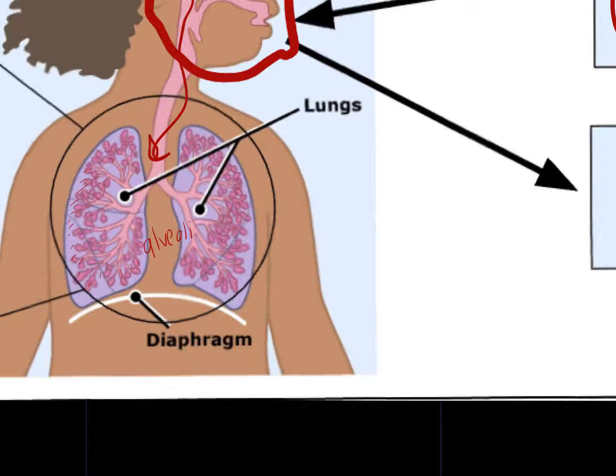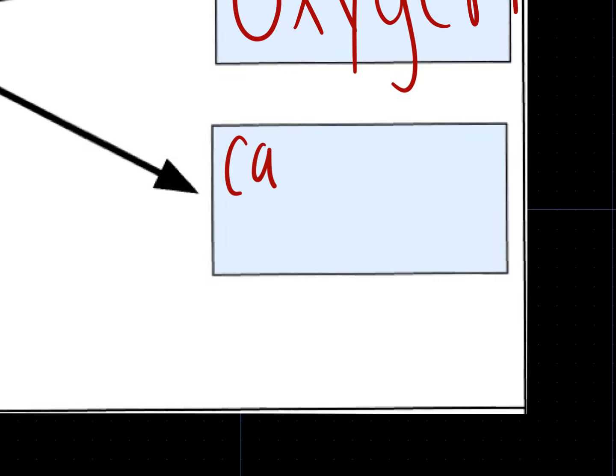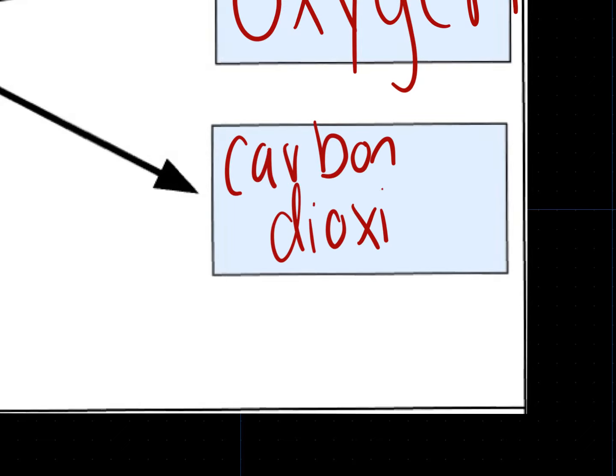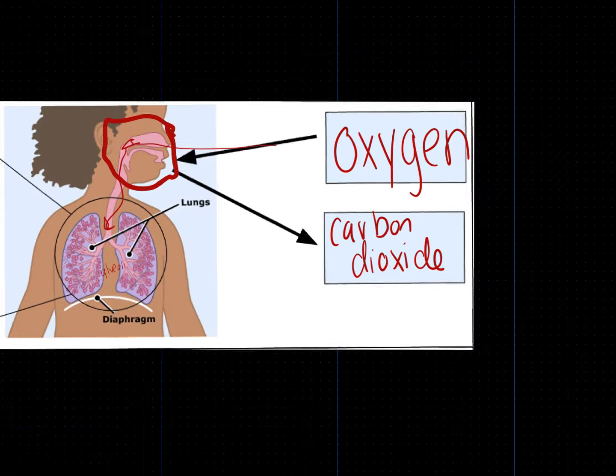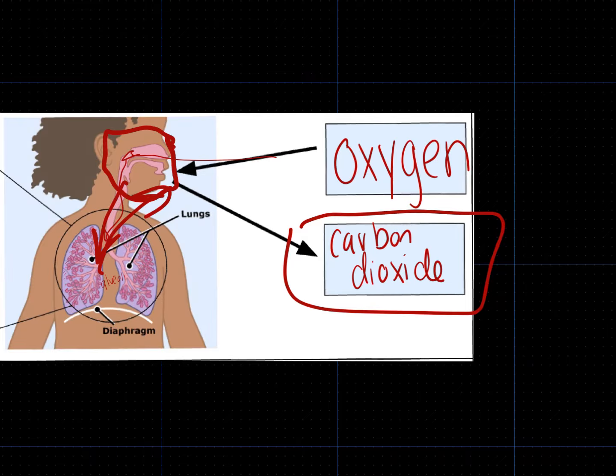So, we also know that we need to breathe out carbon dioxide. You might remember that as an output of cellular respiration. Carbon dioxide is a waste product. Our body needs to get rid of it. So when our body takes in this oxygen, it gets rid of this carbon dioxide. We breathe that out.